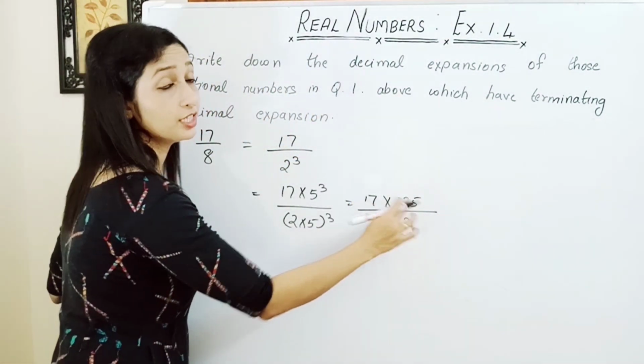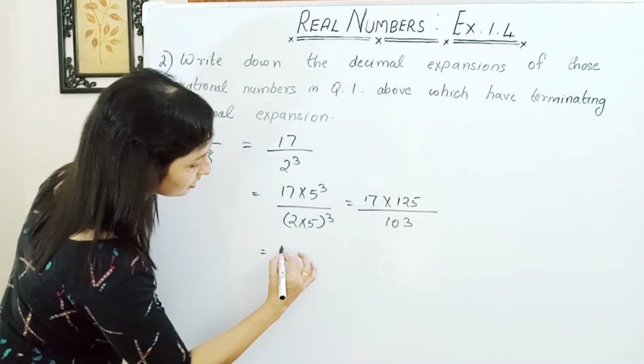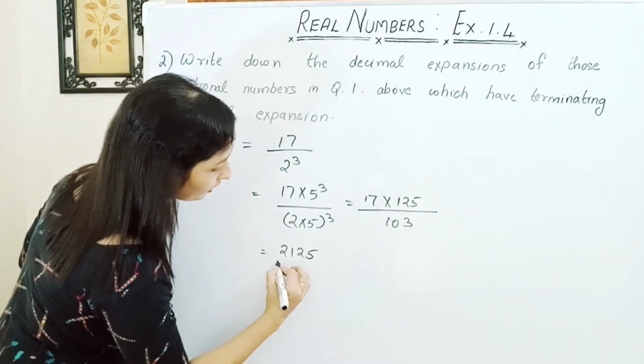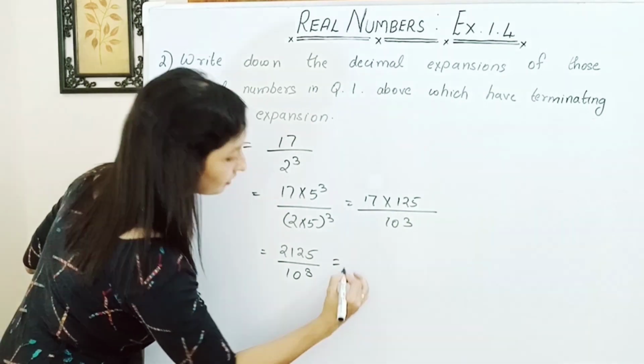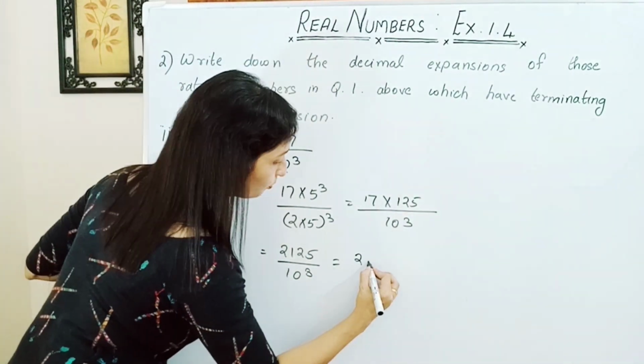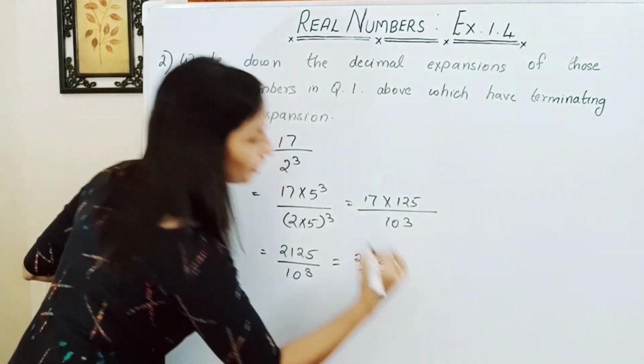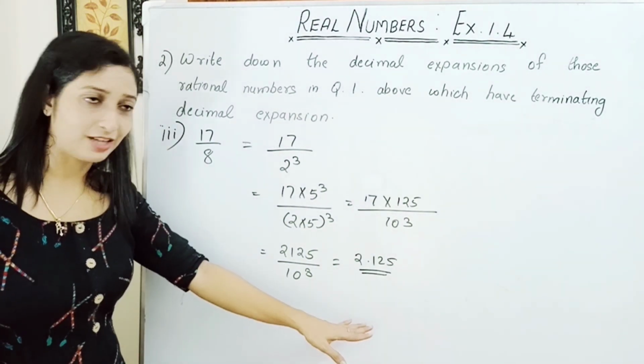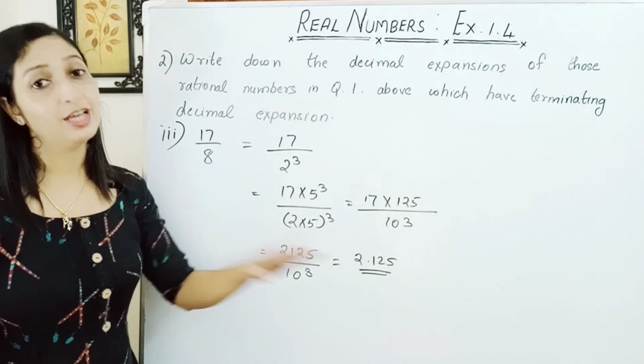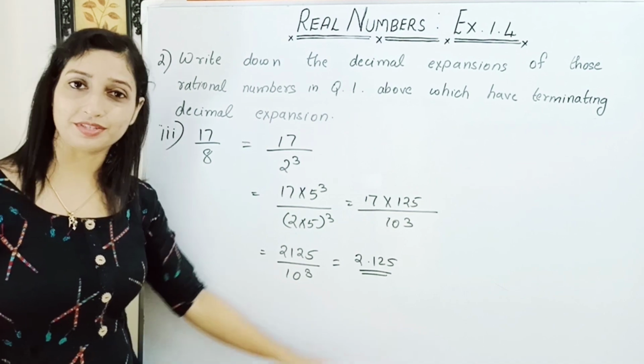Now what is 17 into 125? That is 2125 by 10 cube. That is equal to 2.125. So this is our decimal expansion of 17 by 8. So now let's move on to our next question, question number 4.